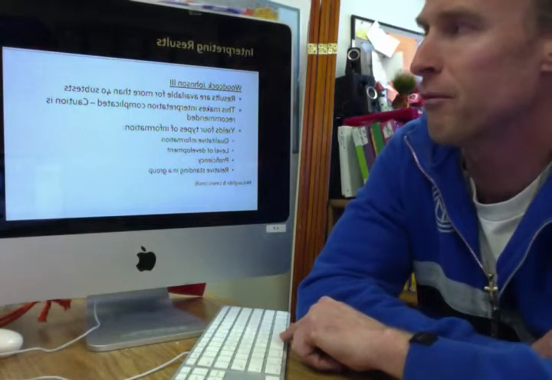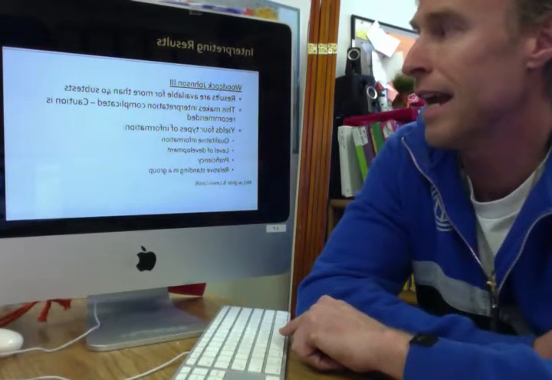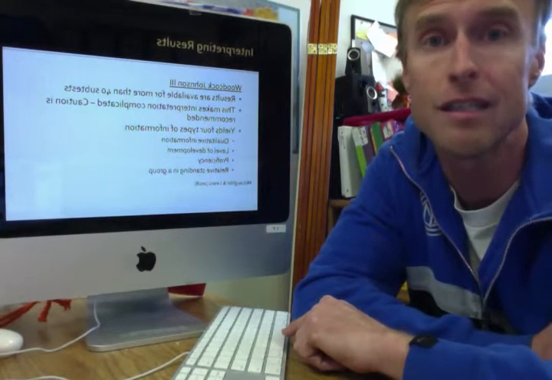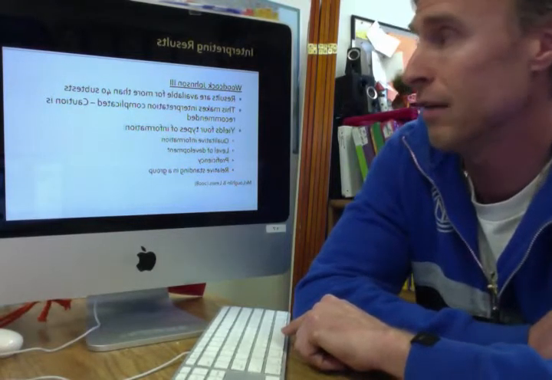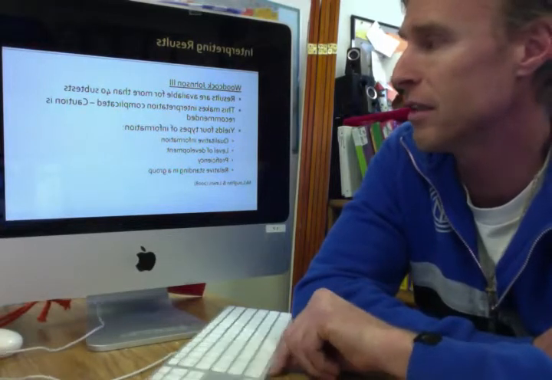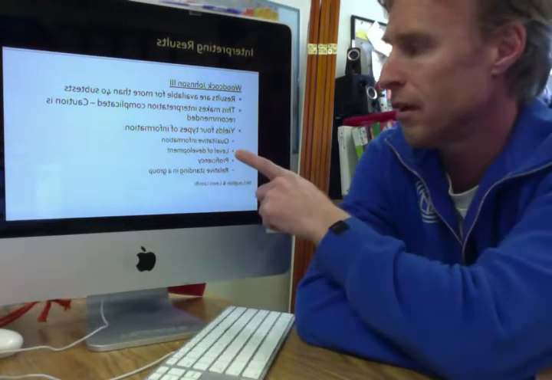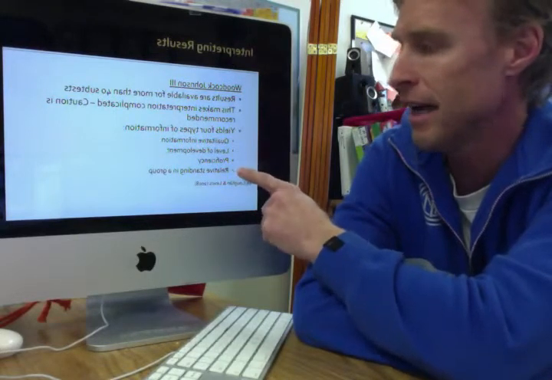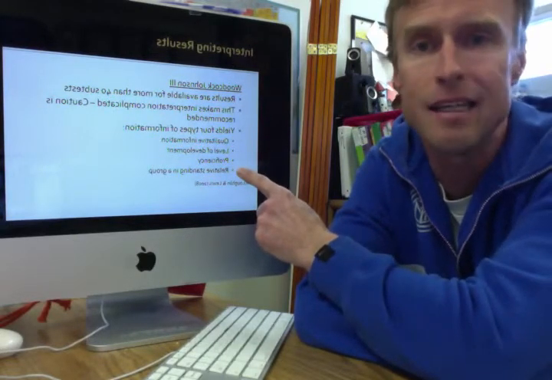Results are available for more than 40 subtests, and it does make interpretation complicated. So caution is warranted and recommended. This does yield 4 types of information: qualitative, level of development, proficiency, and a student's relative standing in a group.